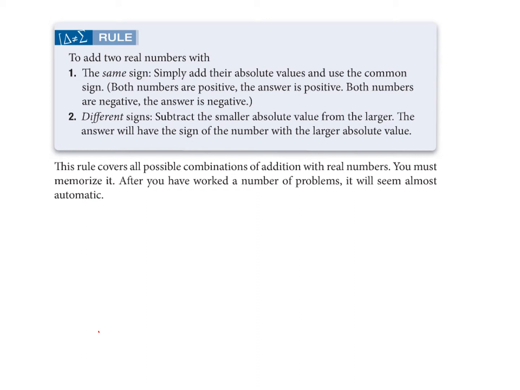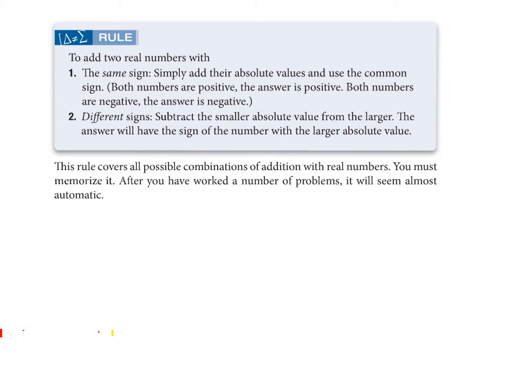Okay. So let me do number 6, as far as a rule is concerned. All right, as far as a rule is concerned, here they are. If you have the same signs, all we're going to do is take the absolute value of the numbers. Good? So forget about the signs entirely.